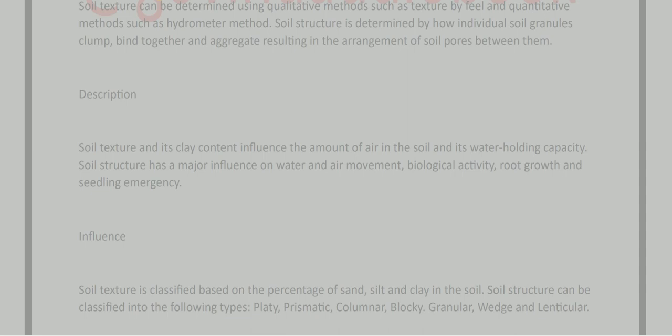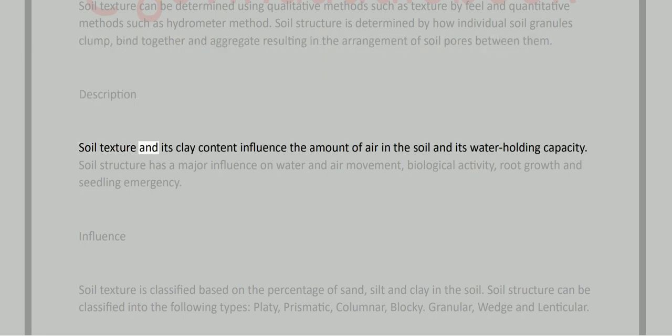Difference between soil texture and soil structure. Basis of comparison. Soil texture. Soil structure. Soil texture can be determined using qualitative methods such as texture by feel and quantitative methods such as the hydrometer method. Soil structure is determined by how individual soil granules clump, bind together and aggregate, resulting in the arrangement of soil pores between them.